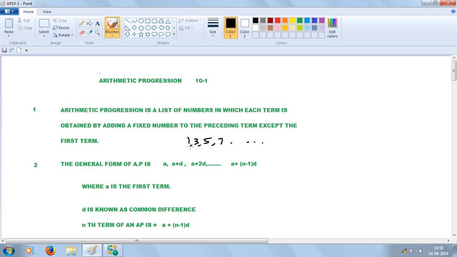So, we see a pattern. The numbers progress and the difference between each subsequent number is just 2 in this case. So the 2 is known as the common difference between two subsequent terms.